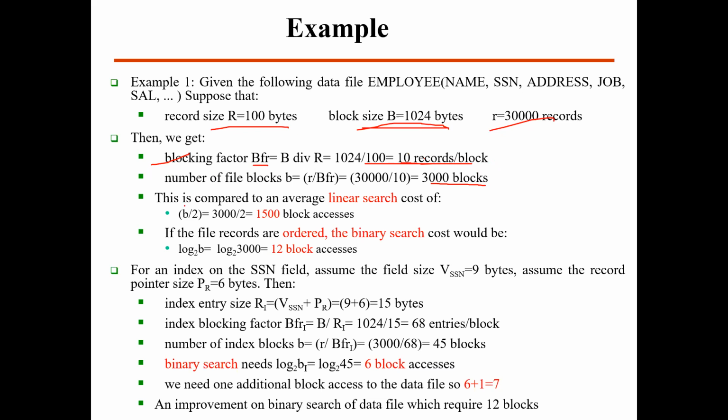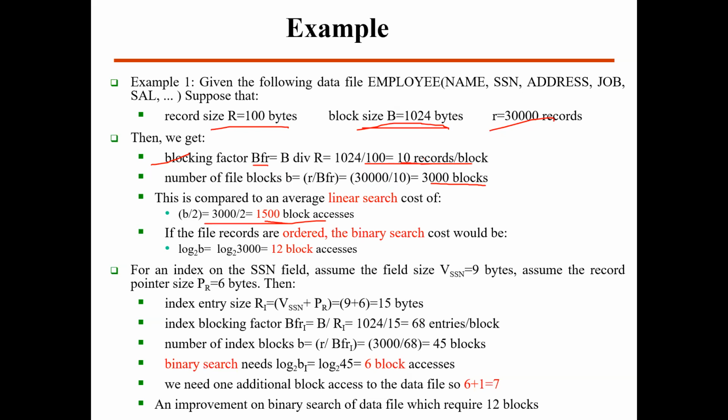Now, let us compare the linear search. The linear search is given by the number of blocks divided by 2. Number of blocks are how many? We have 3,000 blocks. So divided by 2 gives us 1,500 block accesses needed.